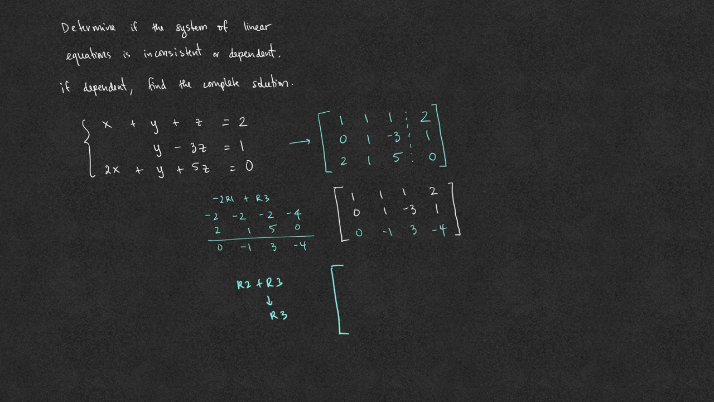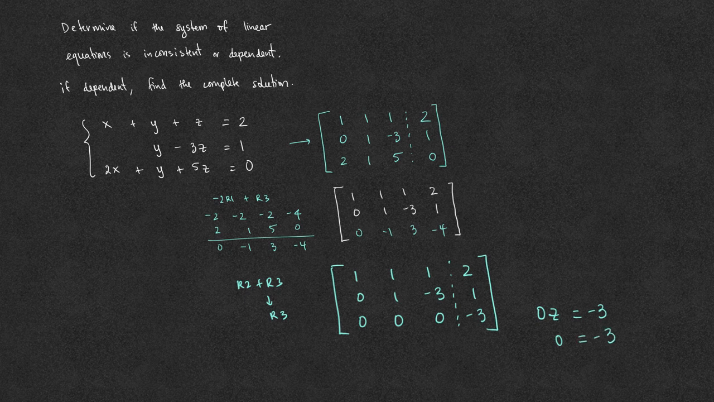We keep the first two rows, 1, 1, 1, 2, 0, 1, negative 3, 1. But the third row is now 0, 1 plus negative 1 is 0, negative 3 plus 3 is 0, and 1 plus negative 4 is negative 3. The last row states that 0z equals negative 3, or simply put, 0 equals negative 3.